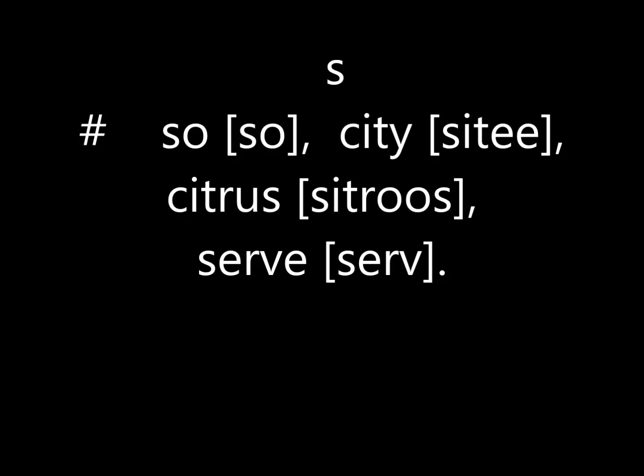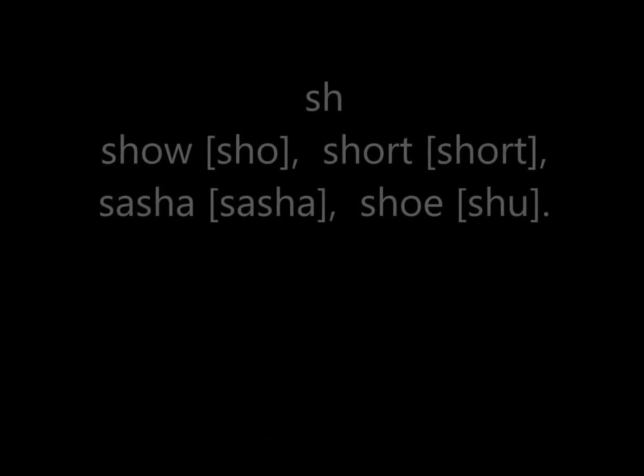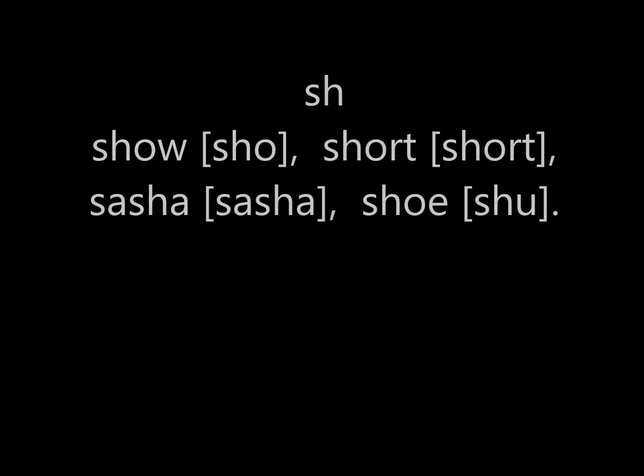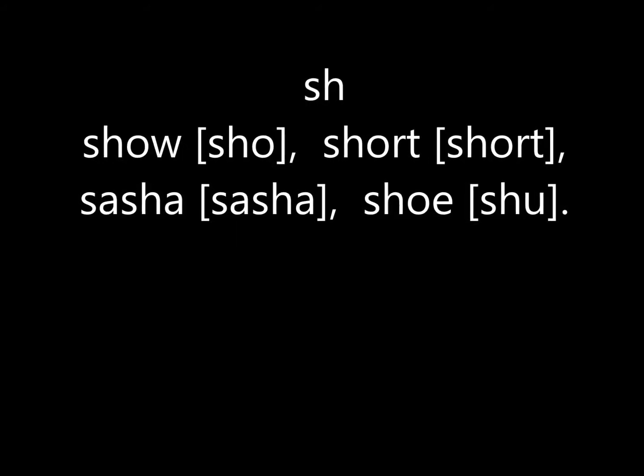Now there's one sound in English that is different from the S sound, and that is the SH sound. You combine them to form the sh sound, which is used in English to mean be quiet, and continues to be spelled the same way as in English. So sh words in English are words like show, short, Sasha, shoe.